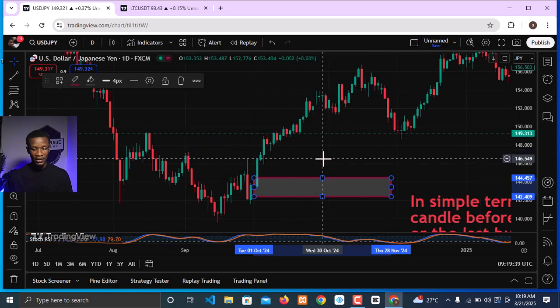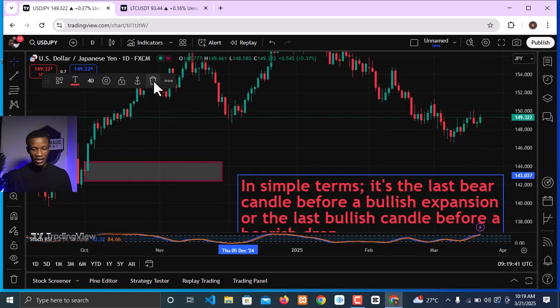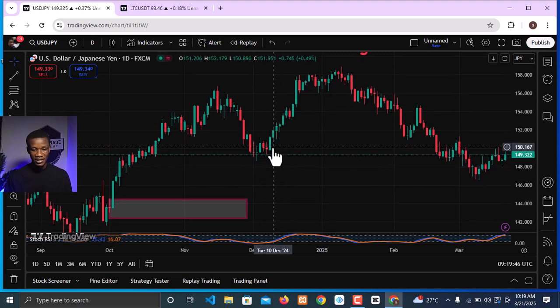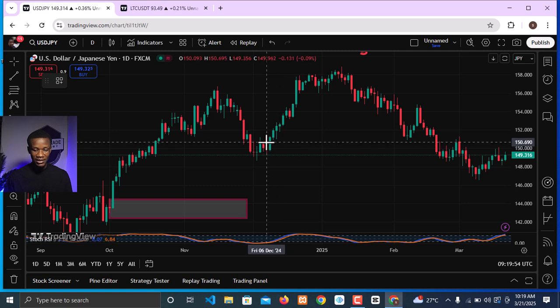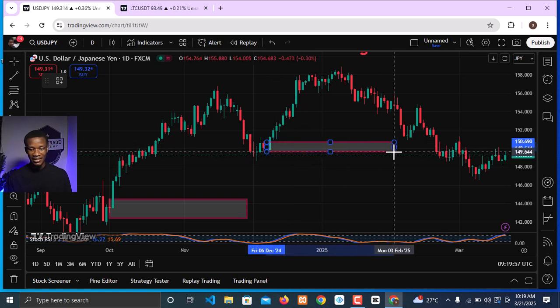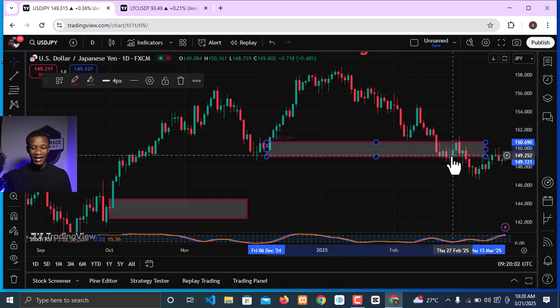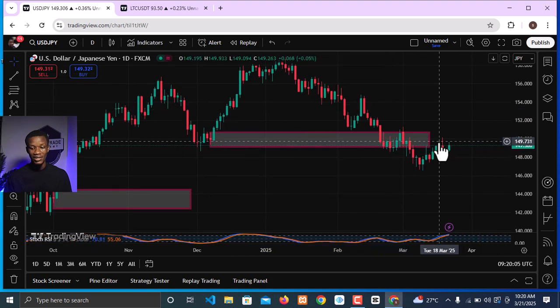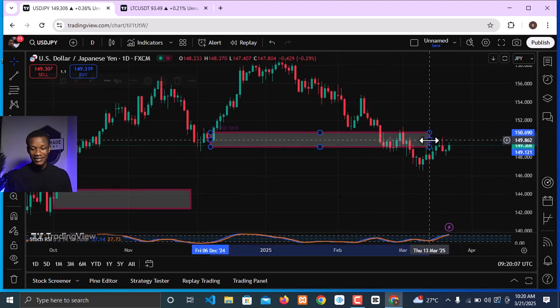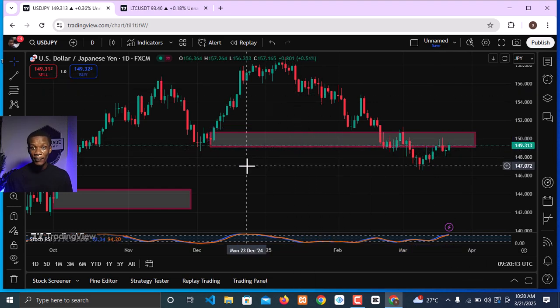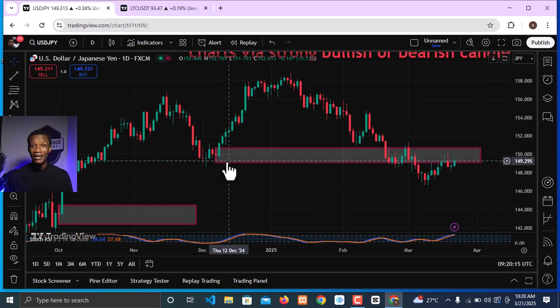This is very important. Now, let me remove this. If you look at this as well, it covers the market move from here upward. This is a bullish expansion, and the last bear candle before the bullish expansion is our order block. This point is our order block right here. And as you can see, when the market came back down to this point, the market reacted to it, and right now the same point is acting as a resistance level. So this is how you identify the order block in the market for a bullish move.